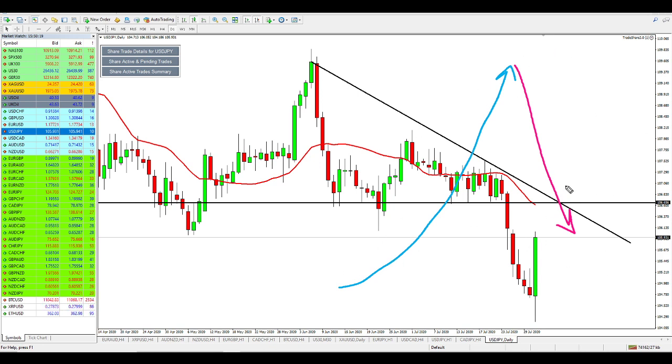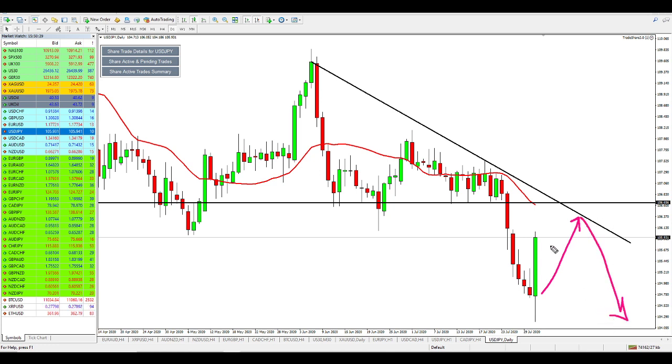So that's my view on a healthy pullback here on some of these USD pairs, where I think that there is some short-term long opportunities, and then maybe even some downtrend continuation at some point if we get that proper pullback that we're looking for.